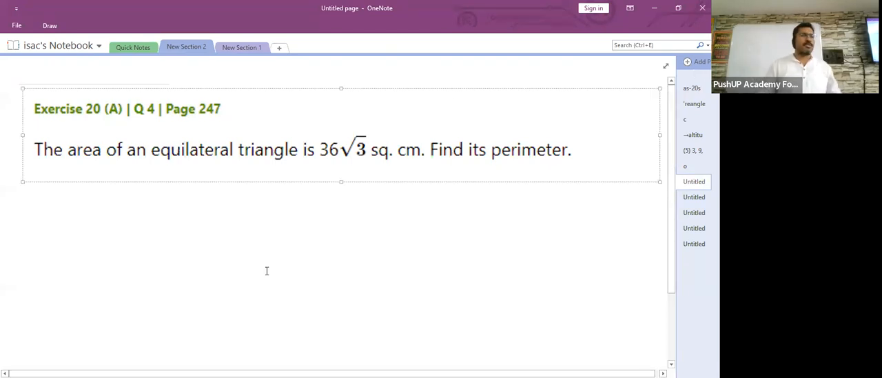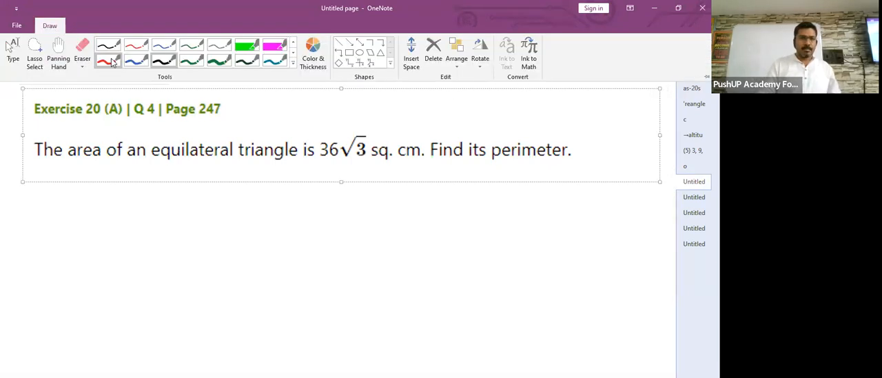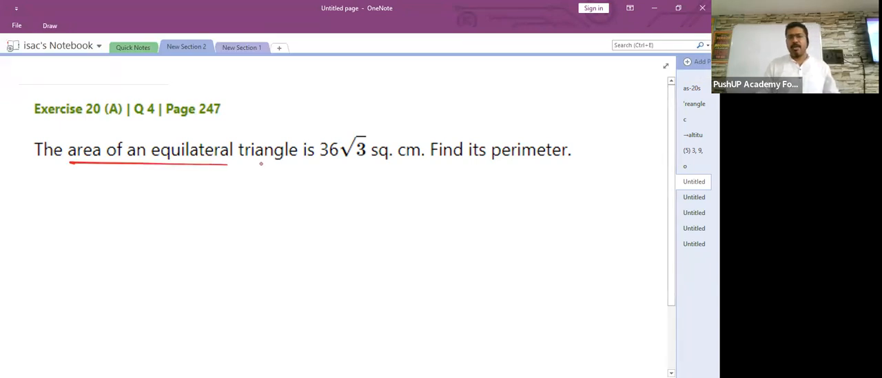All right. The next question. The area of an equilateral triangle is 36 root 3 square centimeter. Find its perimeter. A very important question, children. It is based on equilateral triangle. We haven't learned the formula yet to find the area of an equilateral triangle. So let's do that first.